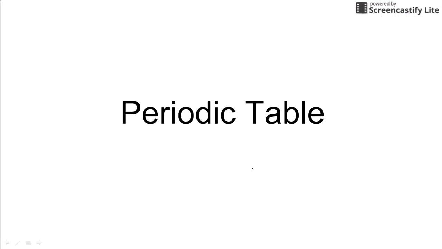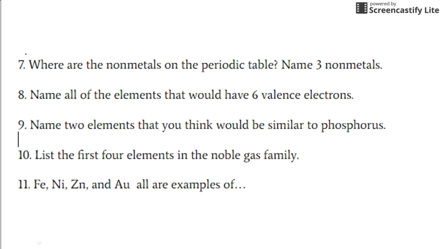Okay, so next we need to review the periodic table. There are 5 questions on your review about the periodic table. I believe there are also 5 questions on your exam. Let's just look through these questions and see the things that we'll need to identify on the periodic table, and then we'll label it up.